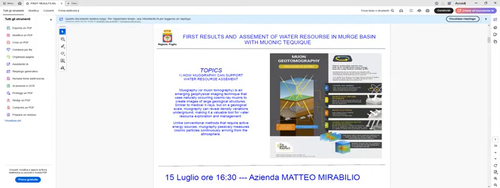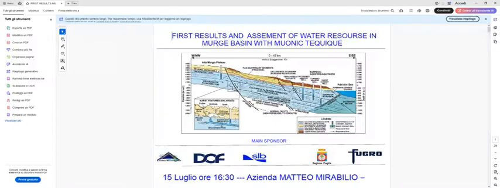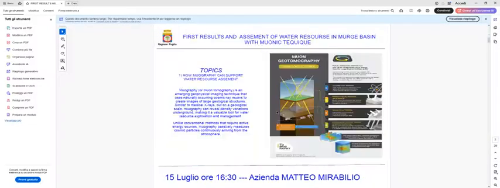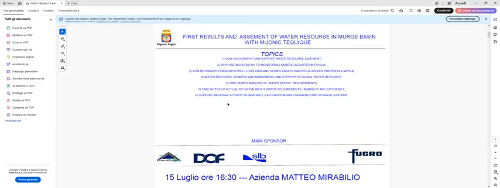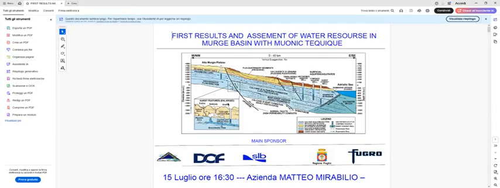So it's a natural, passive technique because it uses muons, which are natural cosmic particles, and the detectors can be installed in the subsurface. It's very easy if you have a karstic system, since the karstic system facilitates the installation of muography detectors for interpolating the data.